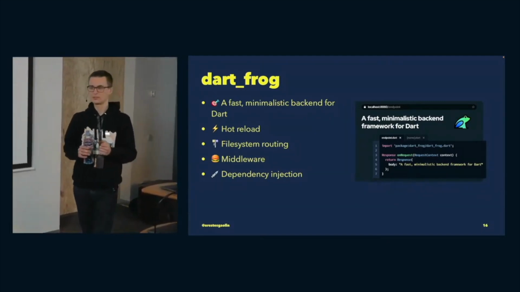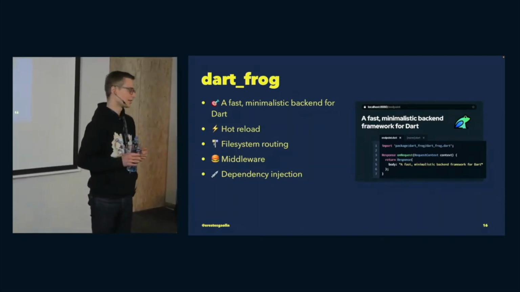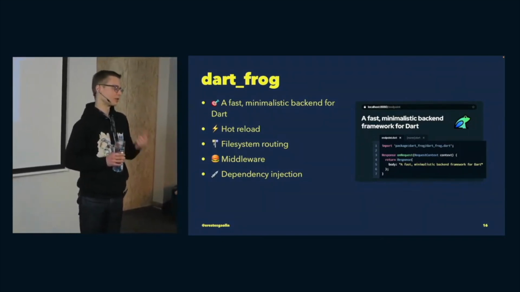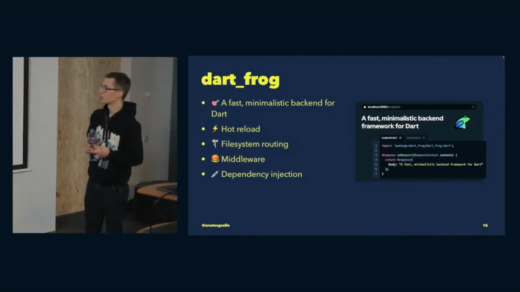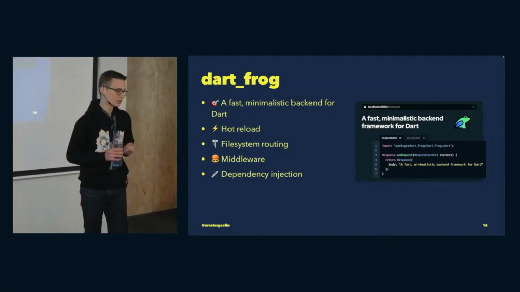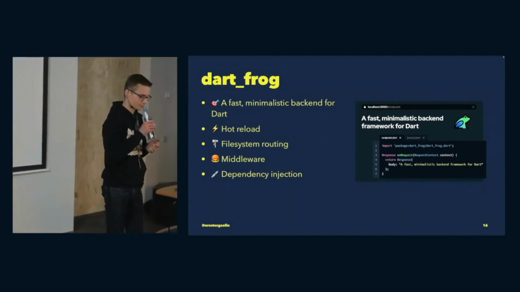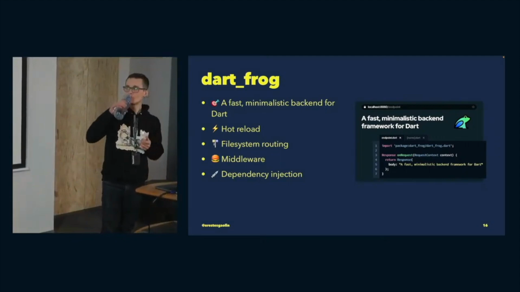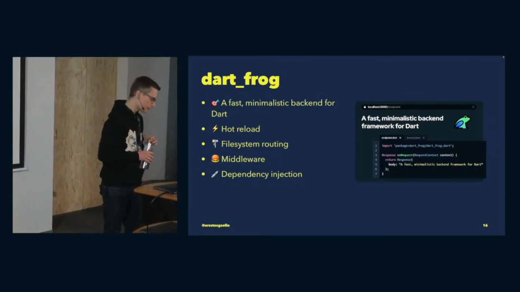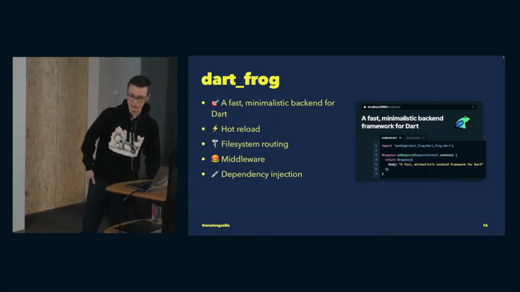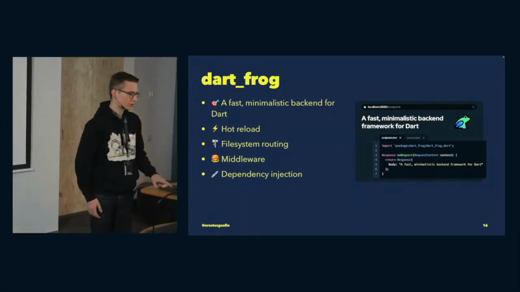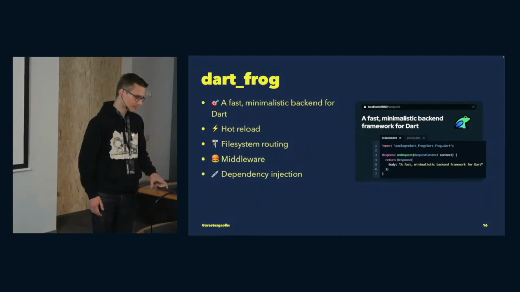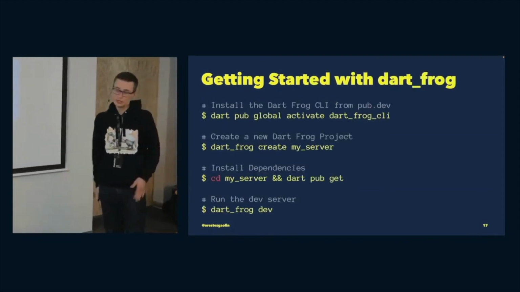The other thing, and this is a conventional choice, is that it uses file system routing. So you define your routes using files. For instance, this file is called endpoint.dart, so you would call /endpoint to access that. You can have things like middleware, which Shelf supports, and there's also built-in dependency injection. Once you start building something more complex, you're going to require some kind of dependency injection anyway. Getting started with that is super simple.